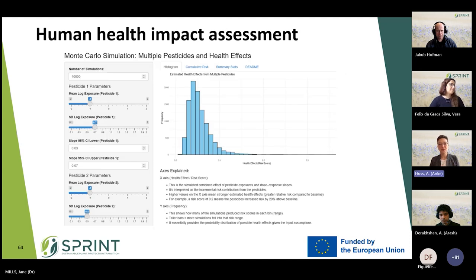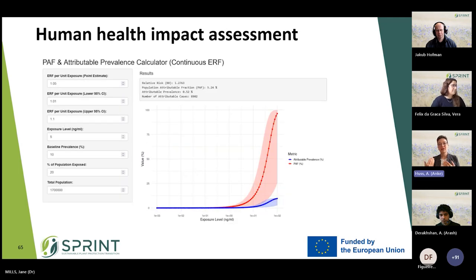We also provide 2 different Shiny tools. These Shiny tools are there to play around with simulated numbers. Here you can put in numbers to understand also the effects of multiple pesticides on health effects, and then calculate the corresponding attributable cases in the population.